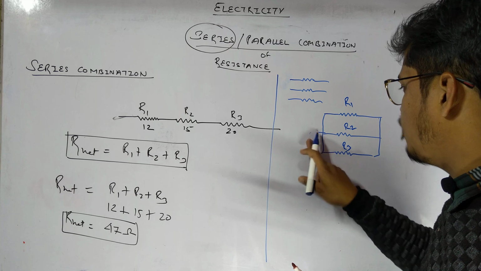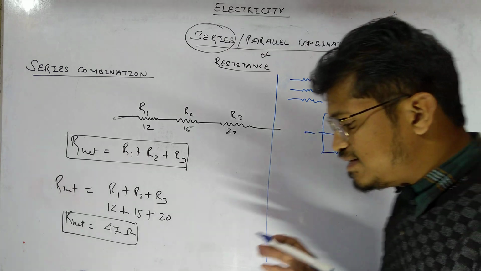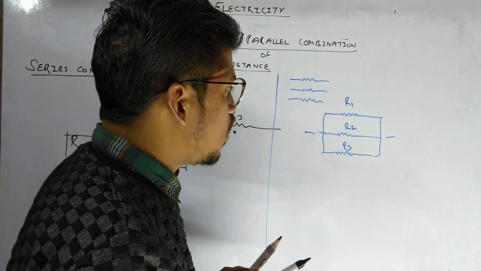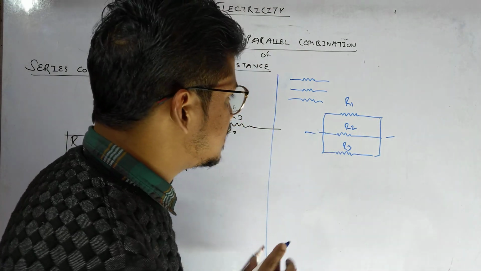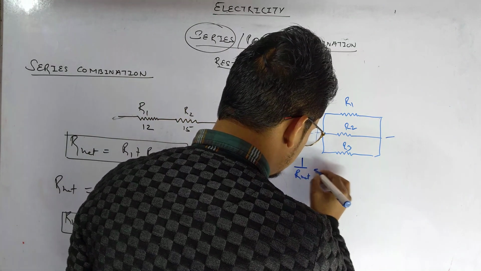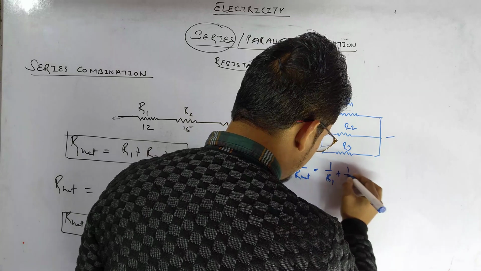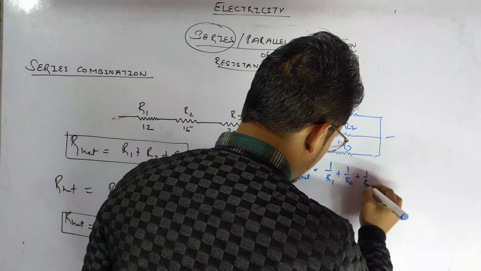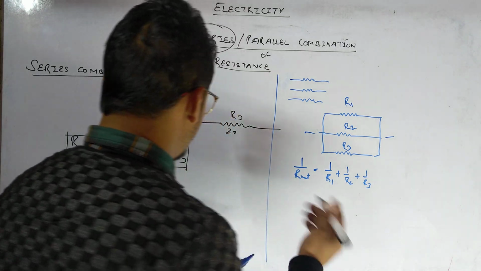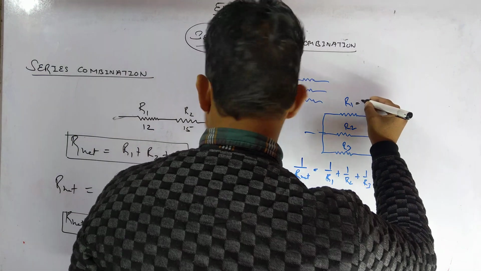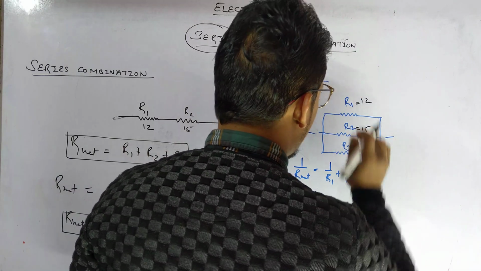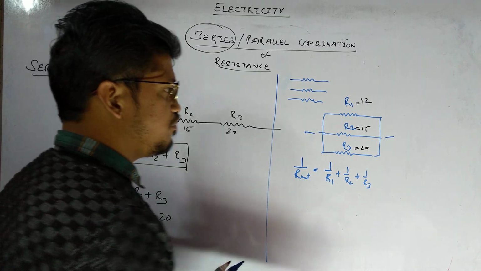If I ask you what is the total resistance in this diagram, how can you calculate it? It's just simple. 1 upon R net is equal to 1 upon R1 plus 1 upon R2 plus 1 upon R3. Like this way we can calculate. If this is the value of 12, this is the value of 15, and this is 20, the R1 is 12 and the R2 is 15.